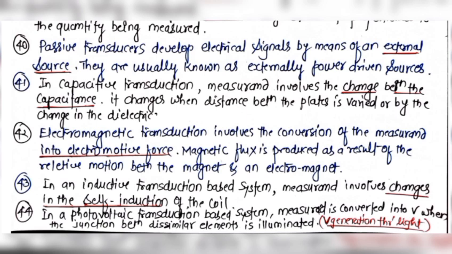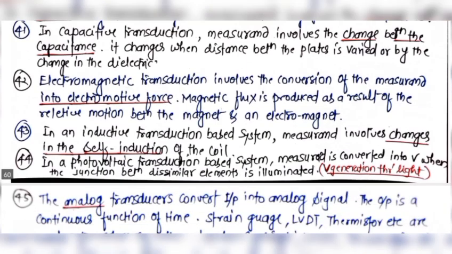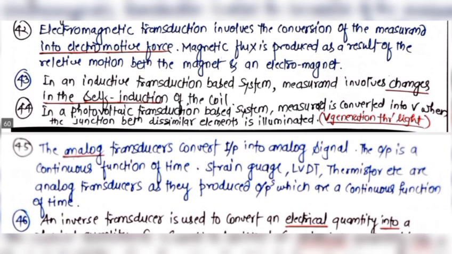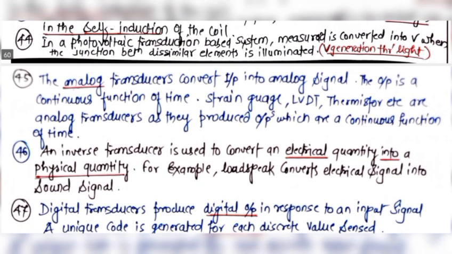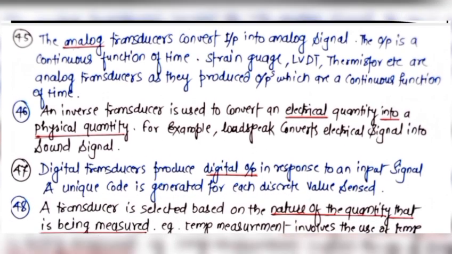In an inductive transduction based system, the measurand involves changes in the self induction of the coil. In a photovoltaic transduction based system, the measurand is converted into voltage when the junction between dissimilar elements is illuminated. Voltage generation through light.